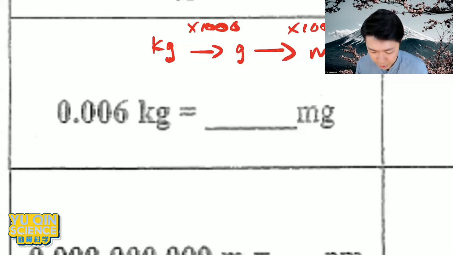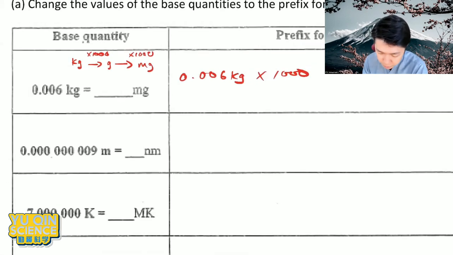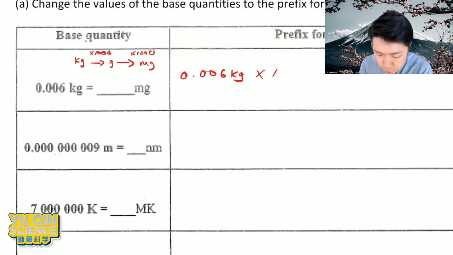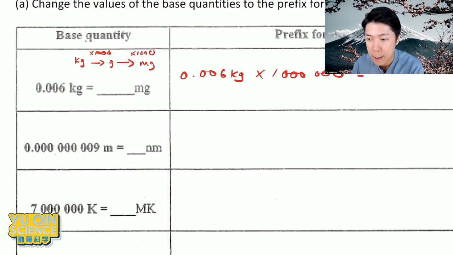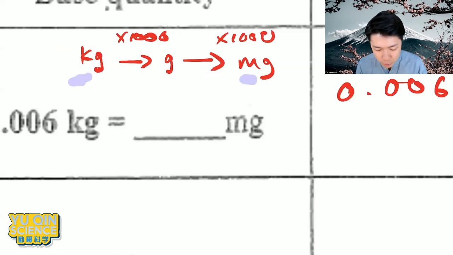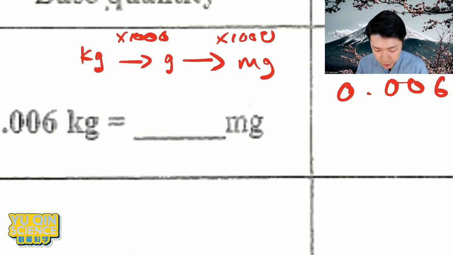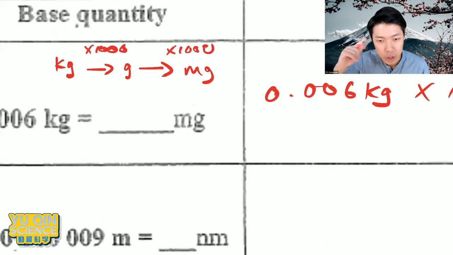You understand? So we show the working here a bit. 0.006 kg times 1,000. Actually, we can straight away times 1,000,000, that's the same thing. We don't have to do two times. Can I just times 10 to the negative 3? Cannot, because you have to do this. That's why I say from K to milli, you have to take off K first, let it be G. So there are two steps there. Are you clear with that? We have to jump two times. That's usually what I suggest you think of it.